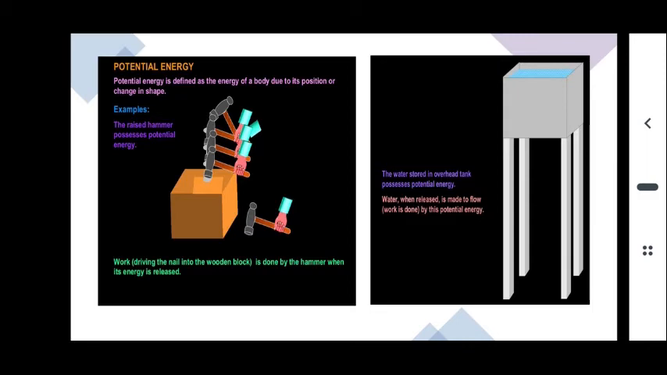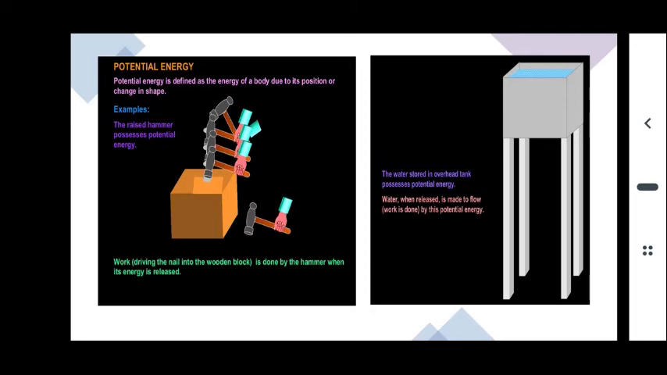Potential energy is the energy possessed by a body because of its position or because of its change in shape. Whenever the body is at rest, or is possessing energy because of its change in shape, motion or position, that type of energy is called potential energy.